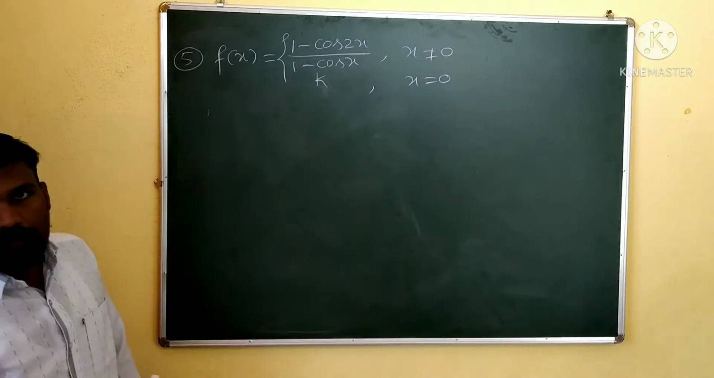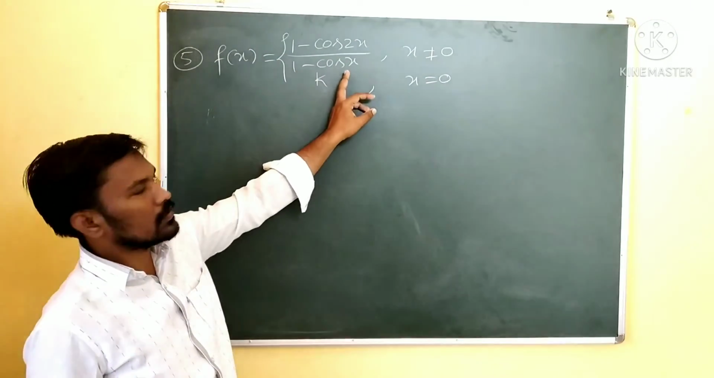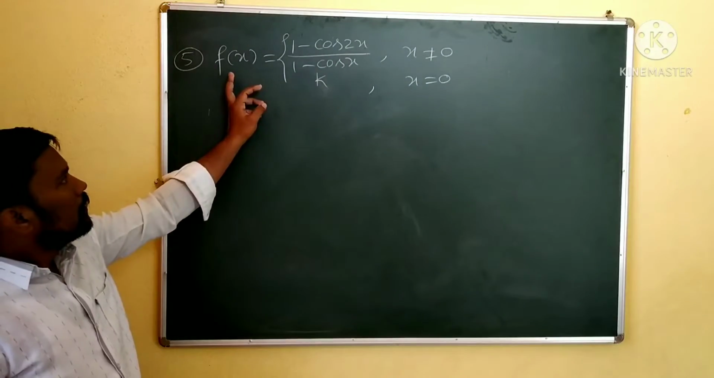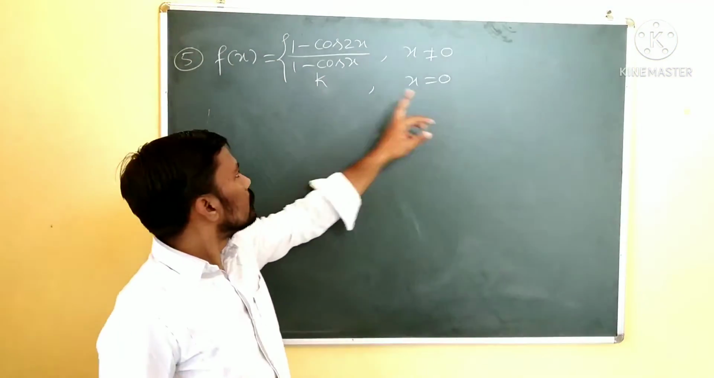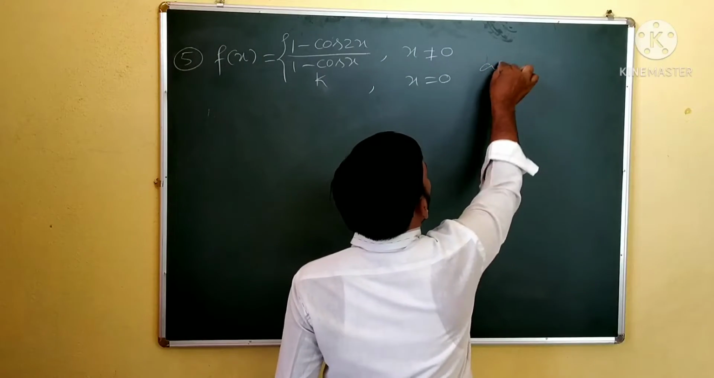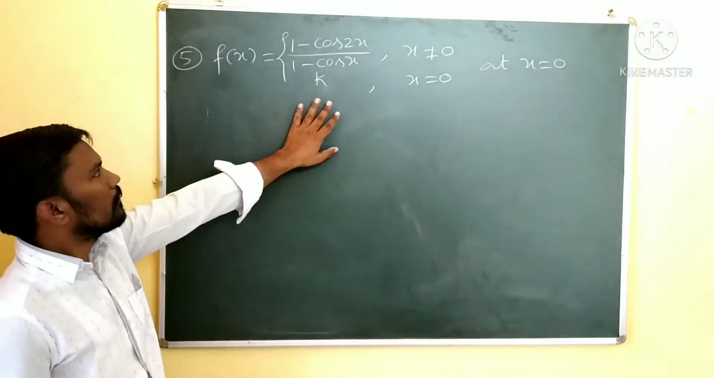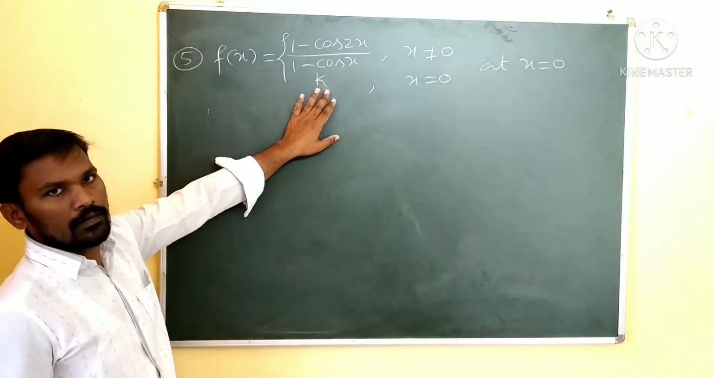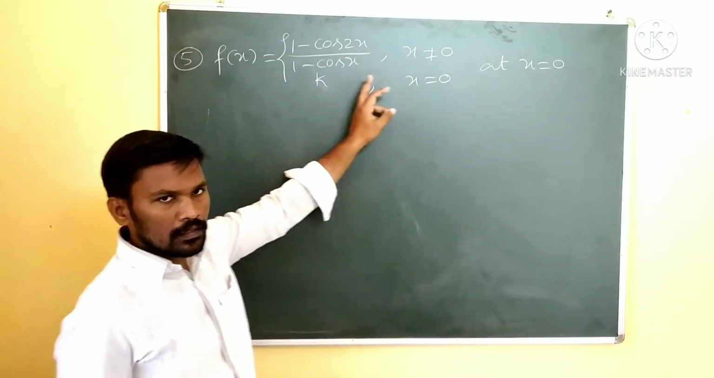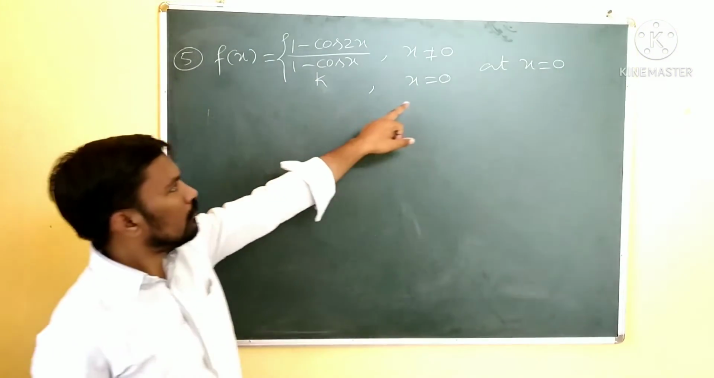So look at the next question, number 5. If f of x is equal to 1 minus cos 2x divided by 1 minus cos x, if x is not equal to 0, and if x equals 0, then the f of x value is k. Again here also we need to calculate the k value only. So the limit point is 0. The function is continuous, and we just need to calculate the value of k, which is the value of the function at the given limit point 0.